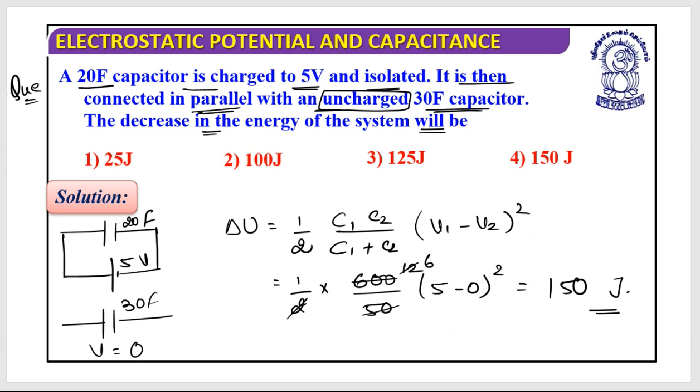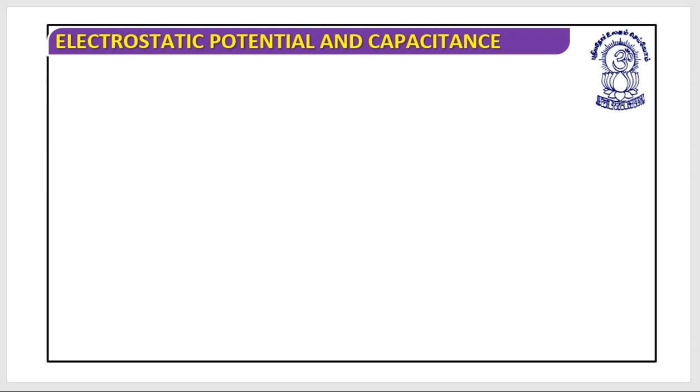If you don't know this formula, or you might forget this formula, then what can be done? Let's look at the logical approach for the same question. I have one capacitor charged, and my other capacitor is uncharged. This is of 20 farad, charged with 5 volt. This is of 30 farad, and it is uncharged.